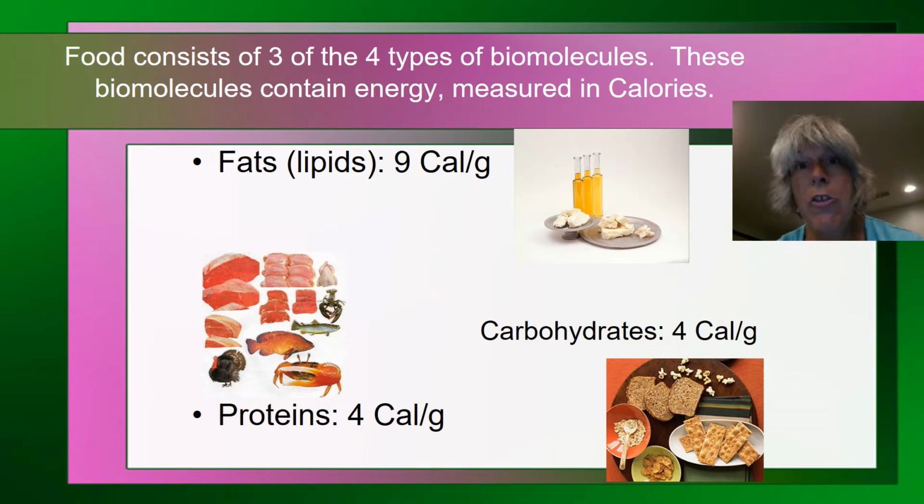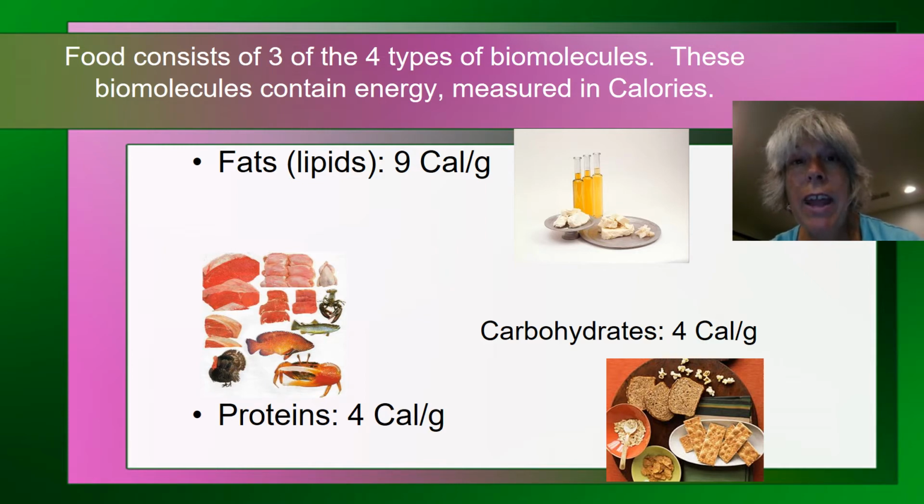There are four major types of biomolecules that we talk about: fats, carbohydrates, lipids, and nucleic acids. Of those four, three of them make up our foods. Actually, nucleic acids are in our foods as well, but nucleic acids don't have any calories, and so when we eat foods with nucleic acids, our bodies don't use those nucleic acids for energy. But we do use fats for energy, we use carbohydrates for energy, and we use proteins for energy.